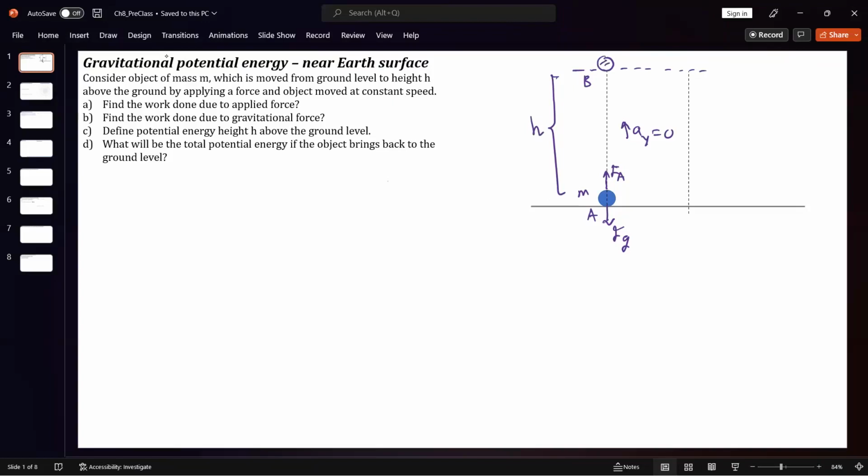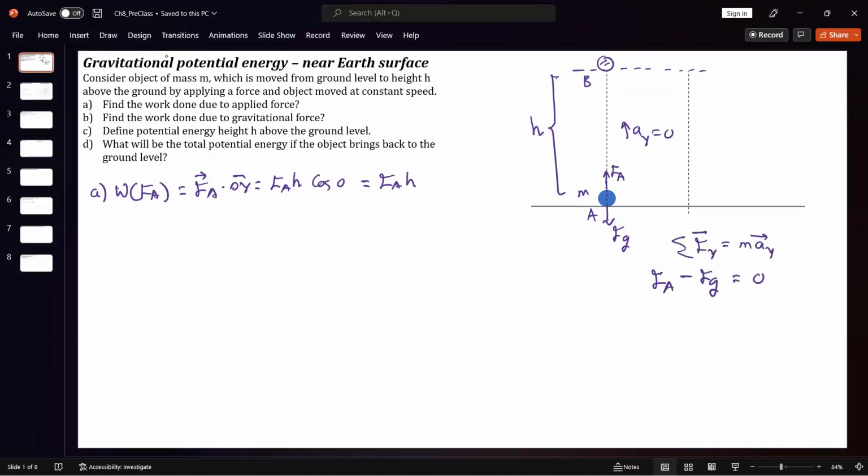And then during the motion, let's calculate the work done for each force. Let's consider work done due to the applied force. That should be the applied force dot product with the delta y travel. So the magnitude of the applied force, the magnitude of delta y is positive h, upward direction, and the angle between them is 0. This will become just Fa times h. Now, if you apply the sum of all the forces along the y-axis during the motion, it is equal to mass times acceleration along y: the force in the upward direction is the applied force, the negative direction is the force of gravity, equals 0. The applied force technically equals the force of gravity.